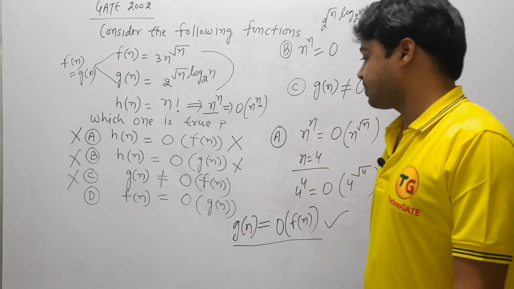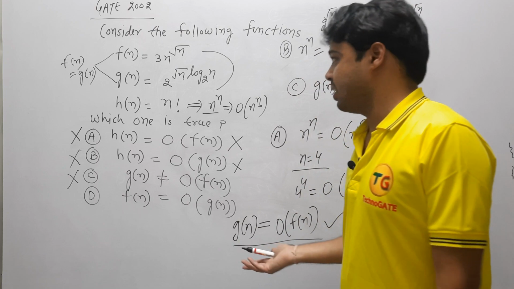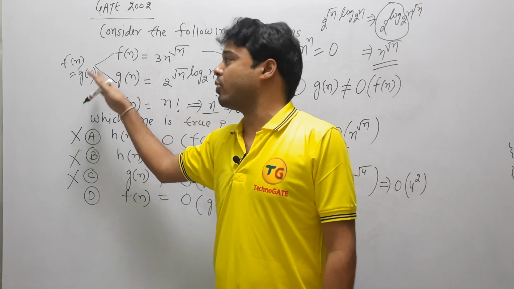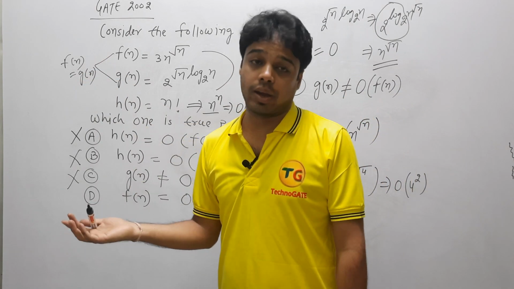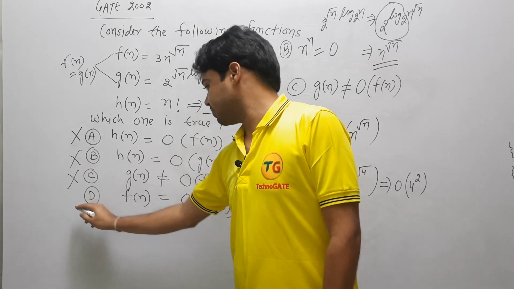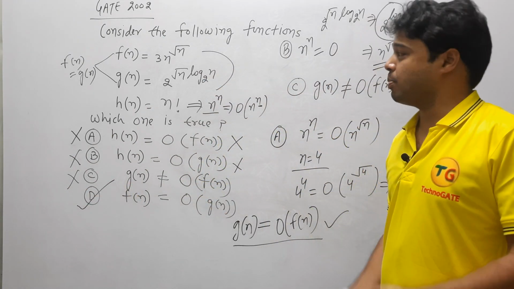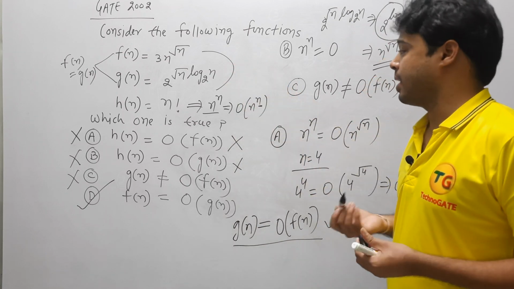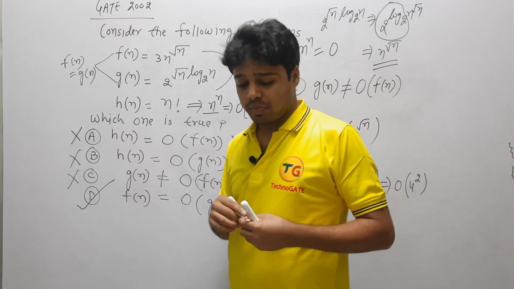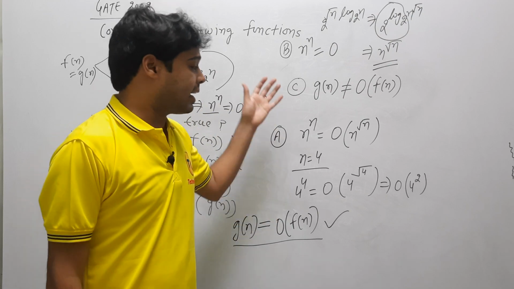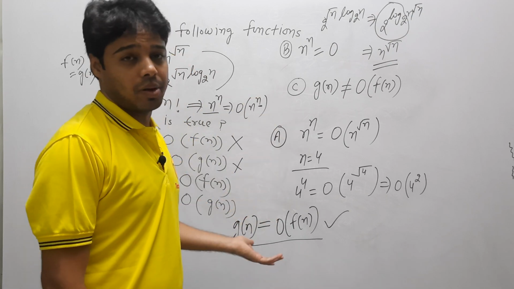Now D: f(n) is big-O of g(n). Yes. If both the functions are the same, then you can write f(n) is big-O of g(n), and g(n) is big-O of f(n). So what is the answer? D is the correct answer, because f(n) and g(n) are both the same here. So this is a very important problem from the GATE point of view. Take any counterexample and solve all the problems one by one.